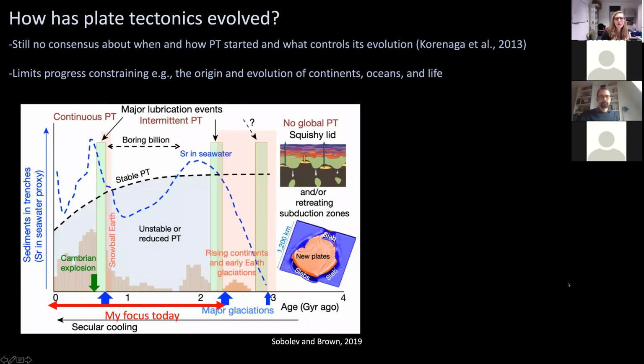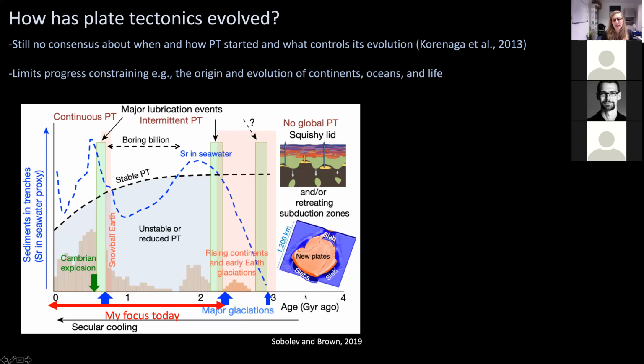As most of you know, we still don't have a consensus about when and how plate tectonics started and what controls its evolution. This is primarily because ancient rocks are very rare and altered. And so we have a relatively poor knowledge of crustal and mantle evolution with time, particularly in the Hadean and the Archean. But this really limits progress in constraining, for example, the origin and the evolution of the continents, oceans, and life.